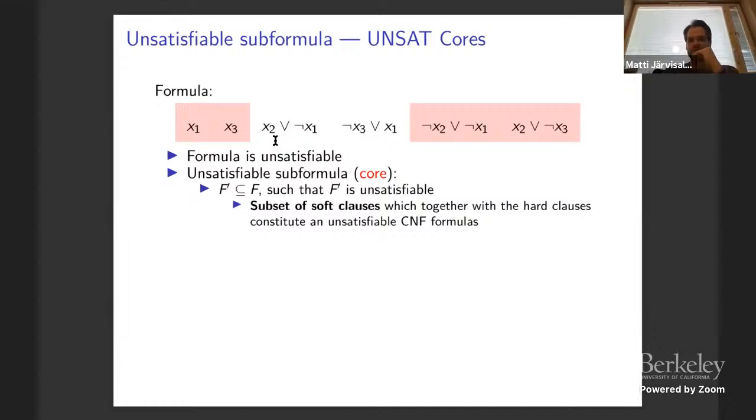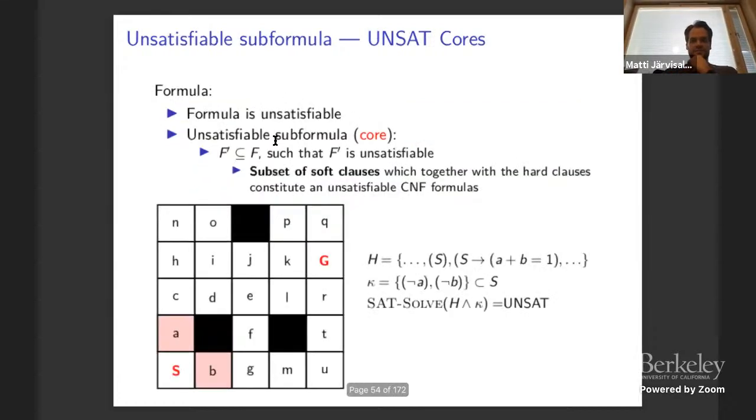And of course, in MaxSAT, the point is that the cores talk about soft clauses. So the hard constraints are a background theory. You always do these checks with all hard clauses on, and then you have a subset of soft clauses that together with the hard clauses are unsatisfiable. And the cores just talk about this subset of soft clauses.